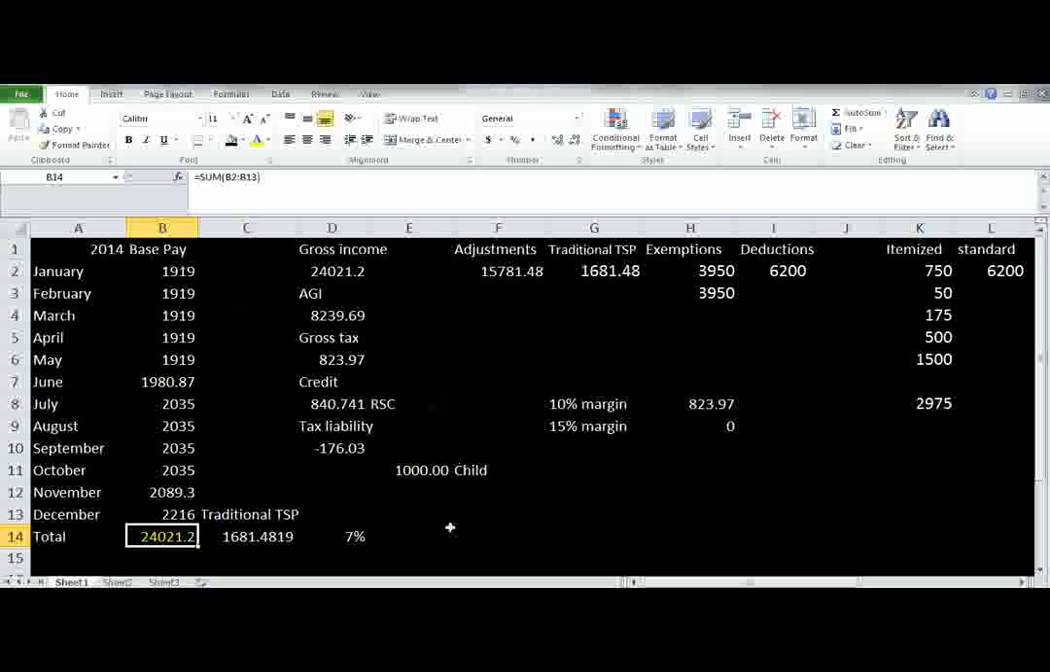So this is the second whammy. We went from a $176 tax credit, applied the retirement savings credit, got tax liability down to 0, and then added a $1,000 child tax credit. Got $1,000 back. That's whammy number 2. Stay with me.